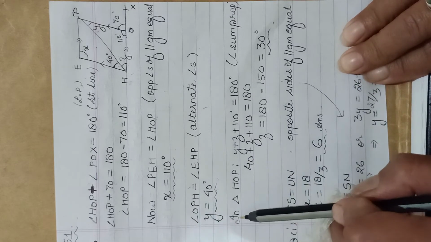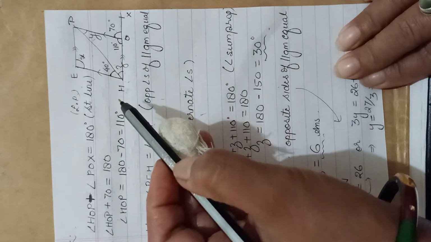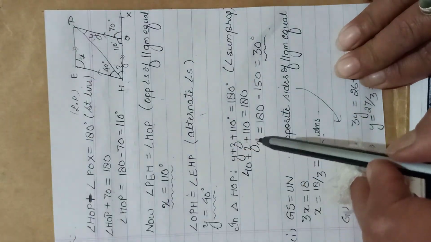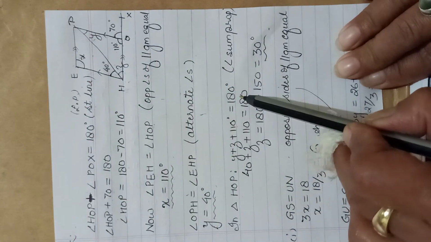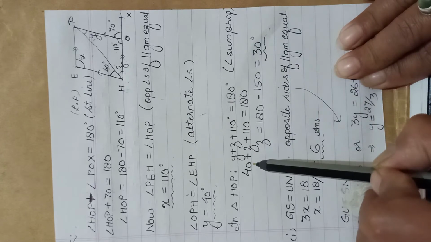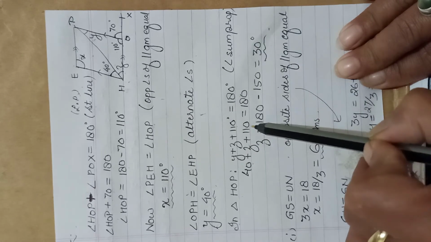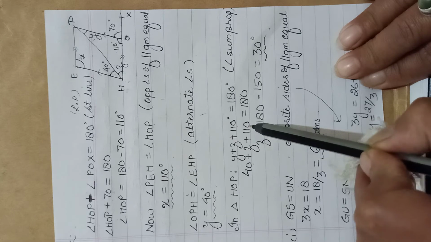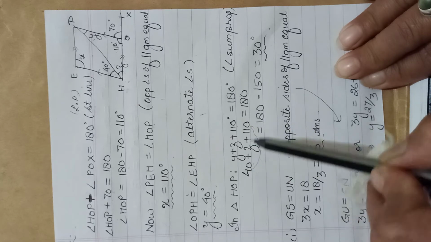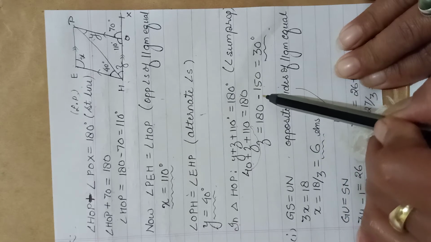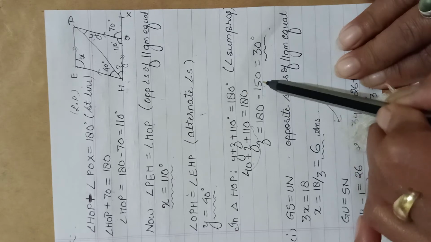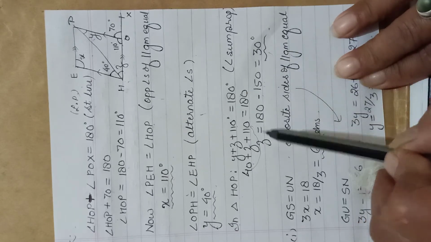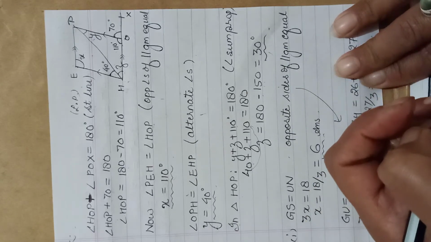Okay, I have used the triangle property, so I would say in triangle HOP, y plus z plus 110 will be 180 by angle sum property. So y we knew was 40. This we had worked out as 110. So z comes out to be 40 plus 110 becomes 150. Taken to the other side becomes minus 150. So 180 minus 150 is equal to 30. So the measure of z also we have got. Okay.